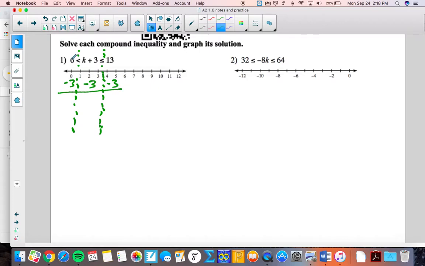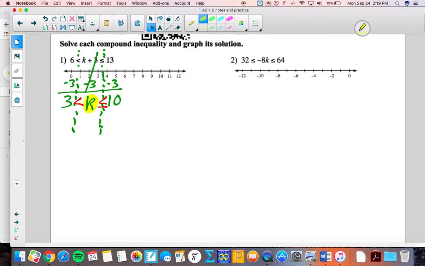So on the left, I get 6 minus 3 is 3. On the right, I get 13 minus 3 is 10. In the middle, I have found what k is. Now I did not multiply or divide by a negative number, so I do not need to flip the direction of the inequalities. Graphing these can get confusing.